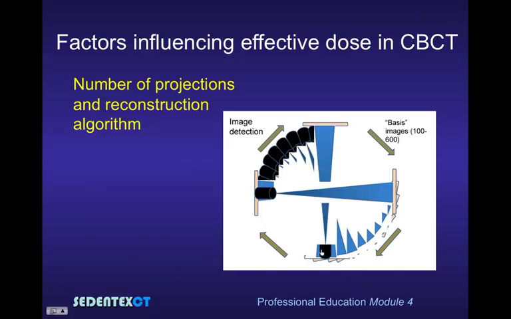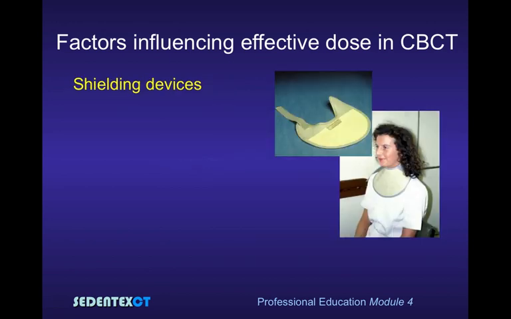It is possible, of course, to produce images from cone beam CT using fewer basis images. And if this facility is available on items of equipment, this can be used as a way of reducing effective dose. The use of shielding devices has been investigated for cone beam CT, and there is some evidence that using thyroid shielding, such as you see here, will lower the effective dose by preventing or reducing irradiation of the thyroid gland.